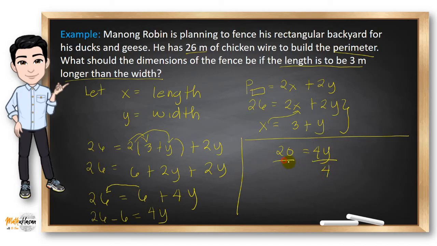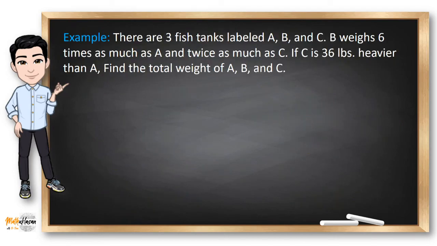Divide both sides by 4. And y now is equal to 5. And the unit is meters, so we need to place 5 meters. To get the value of x, we're going to need this equation. And since we now know the value of y, which is 5, 3 plus 5 is 8 meters. So the length is 8 meters while the width is 5 meters. Now, how about you try these examples yourself?